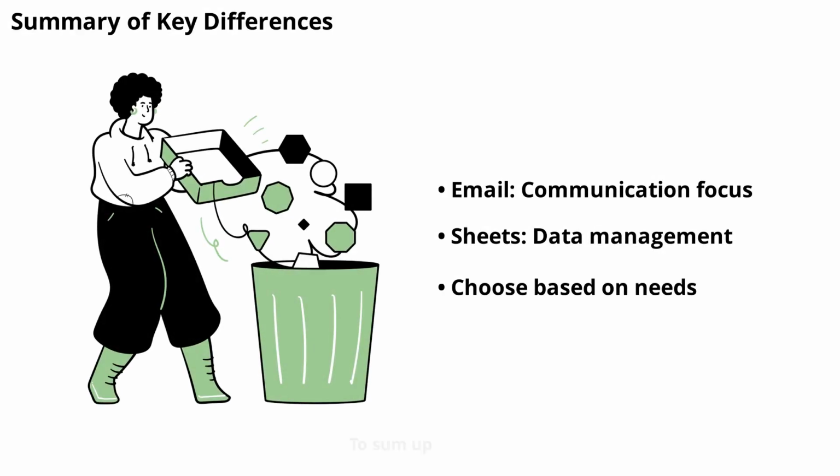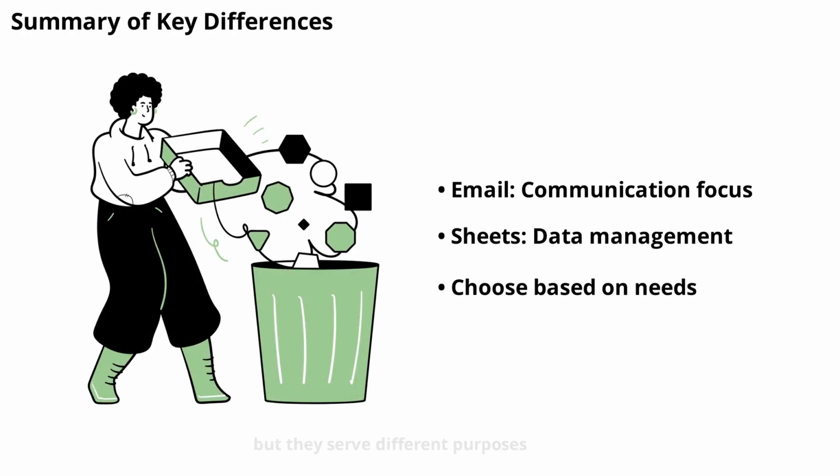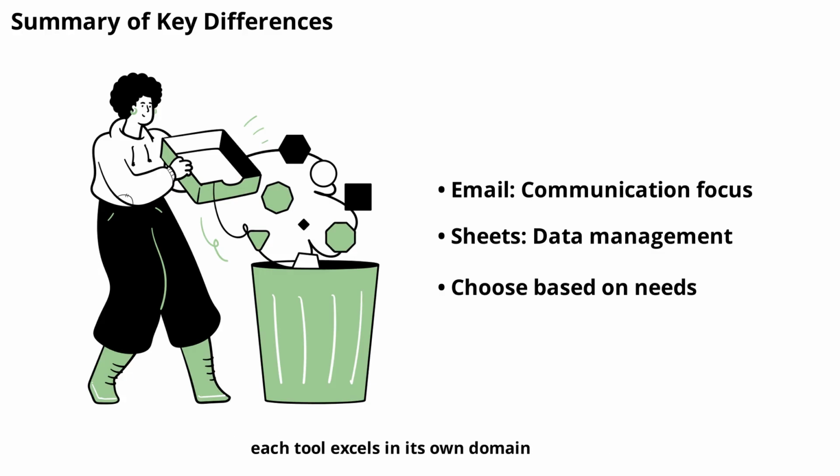To sum up, email automation software and Google Sheets are both powerful tools, but they serve different purposes. Email automation is built for communication, enabling you to send, track, and personalize messages at scale. Google Sheets is designed for data management, analysis, and collaboration. While there is some overlap through integrations, each tool excels in its own domain. Understanding these differences helps you choose the right tool for your needs.